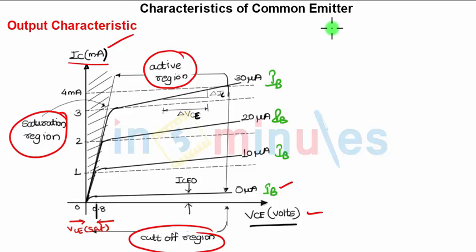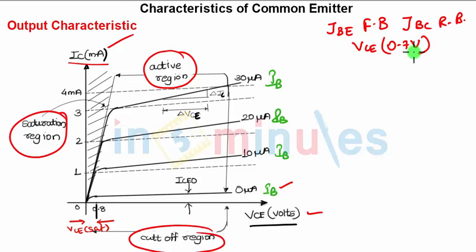Active region means you have the base emitter junction forward biased and JBC reverse biased. Now what will happen because of this reverse bias? If your VCE value is at least 0.7 volts, VCE is the reverse biasing of the base collector junction in this case, so it will act in an active mode. What will happen in this mode? As we are increasing VCE, IC also increases. If you are increasing the value of VCE, your IC is also increasing. This is how the graph is drawn. Why? It is because of the early effect.